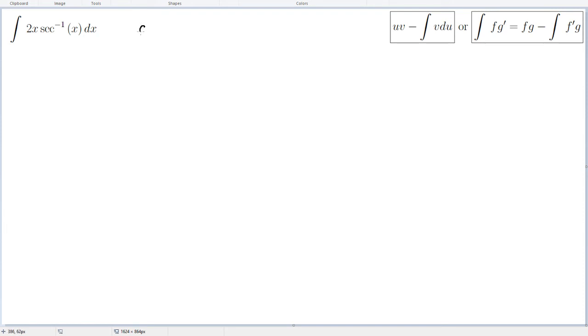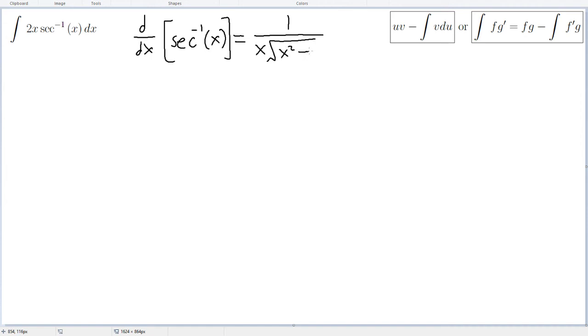This time I'm going to give you the derivative for this one: the derivative of inverse secant. I don't think Dr. Tran expects you to memorize this, so I'll give this to you as given. All right, so I'm just going to cloud this. So you have that information. Cool. So now how do we integrate this?